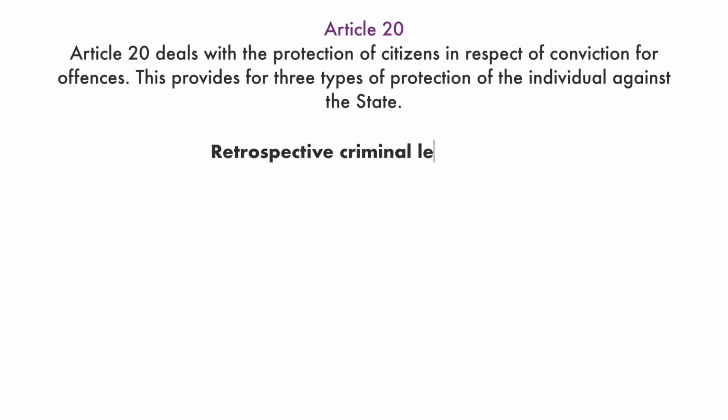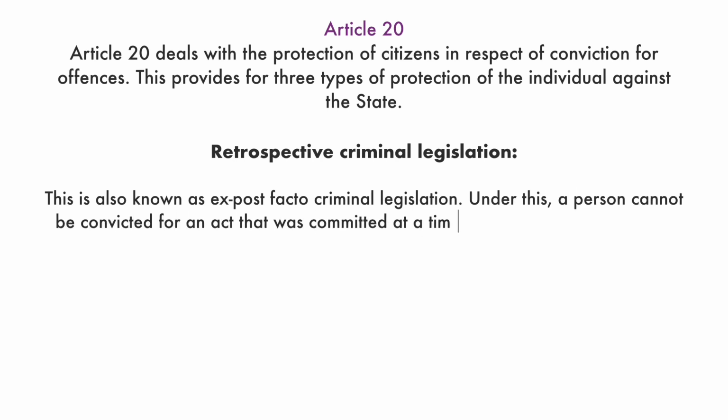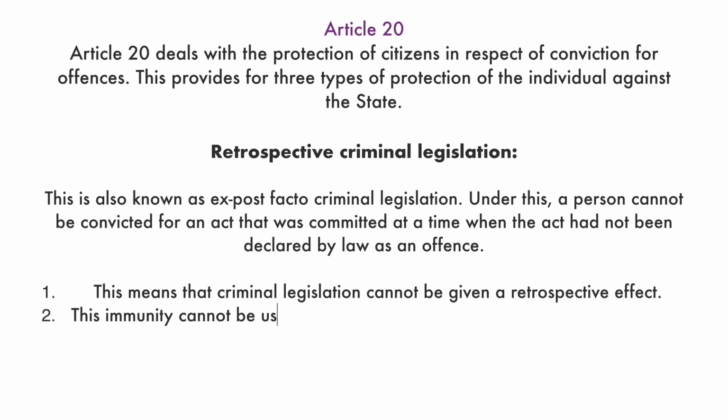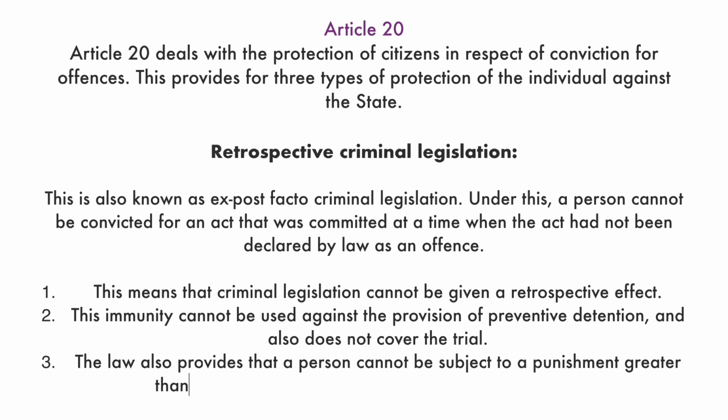Now let's talk about retrospective criminal legislation, the first type of protection. So under this, for instance, a person committed some crime in 1990, and in 1990 there was no rule or law declaring that particular act as a crime. Okay, it was not considered a crime at that time, but later a rule was made in 1992, for instance, that that kind of action will now be considered a criminal offence. Then you cannot go and arrest that person for the crime committed in 1990.